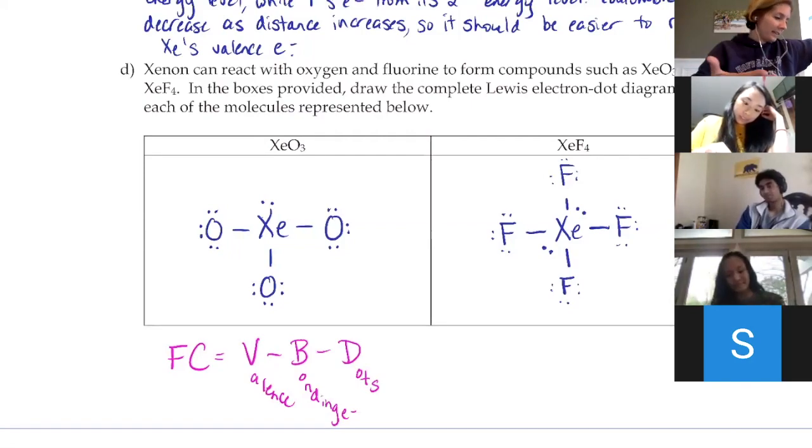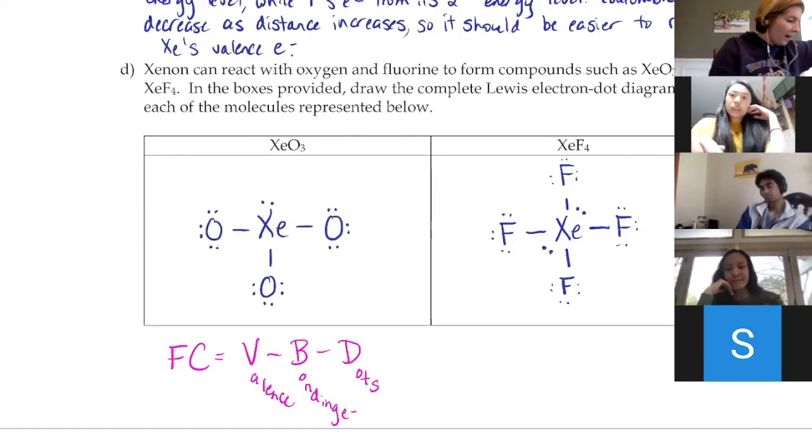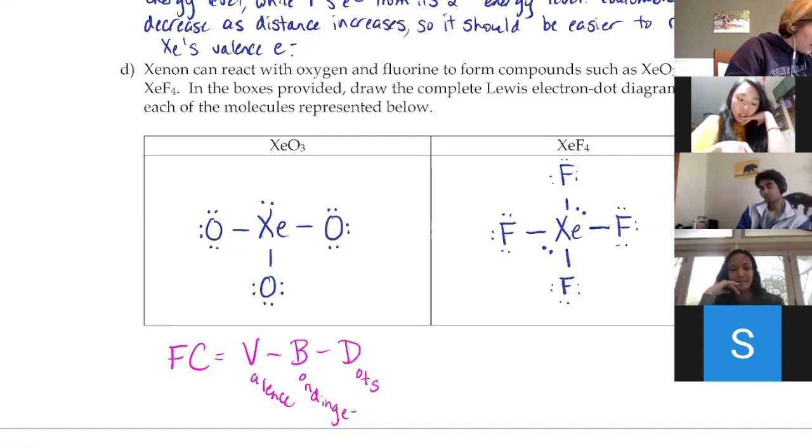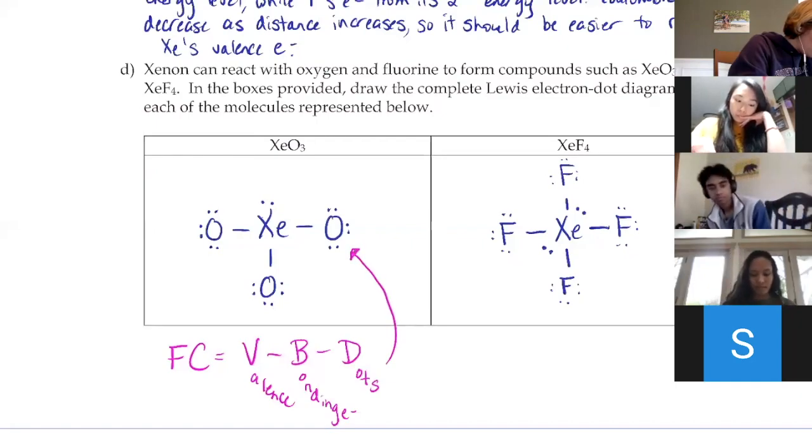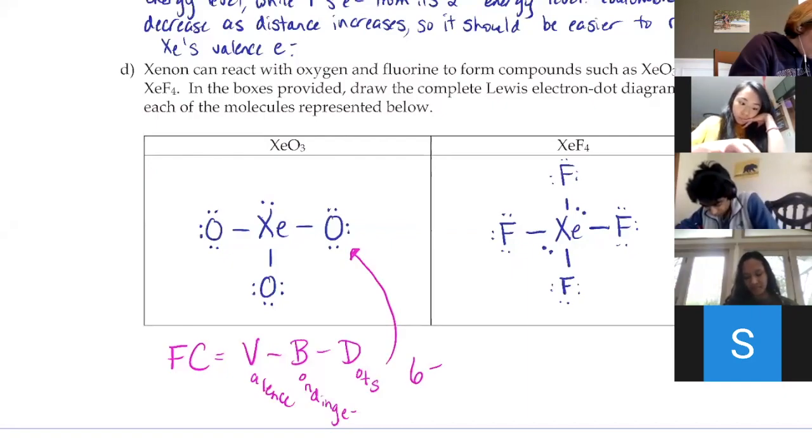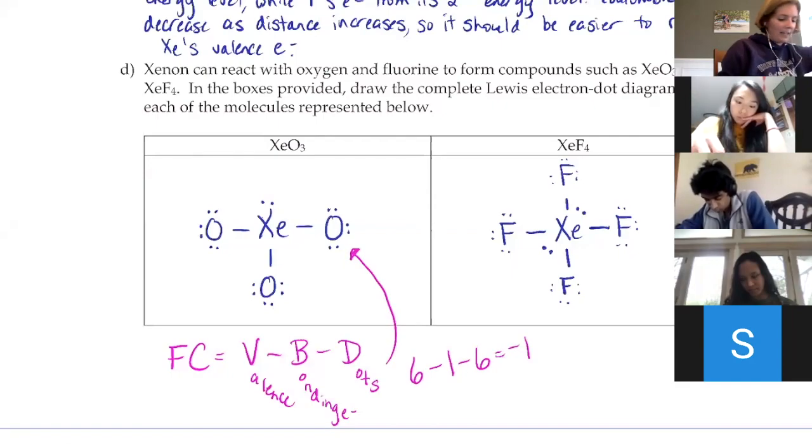So how many dots are on your substance right now? So if we looked at like this oxygen atom right here, and we said, what's the formal charge on that oxygen atom? Oxygen has 6 valence electrons. One of the electrons is in a bond, and then it has 6 dots surrounding it. So it would have a formal charge of -1.